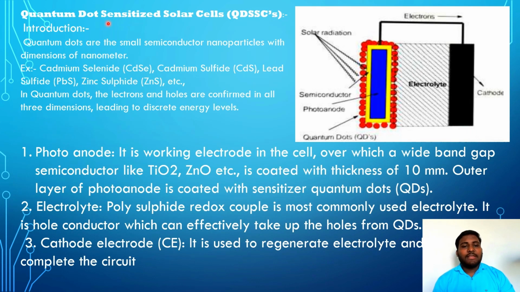Quantum dots sensitized solar cells, QDSSCs. Introduction. Quantum dots are small semiconductor nanoparticles with dimensions of nanometers. Examples: cadmium selenide, CdSe, cadmium sulfide, CdS, lead sulfide, PbS, and zinc sulfide, ZnS, etc. In quantum dots, the electrons and holes are confined in all three dimensions, leading to discrete energy levels.